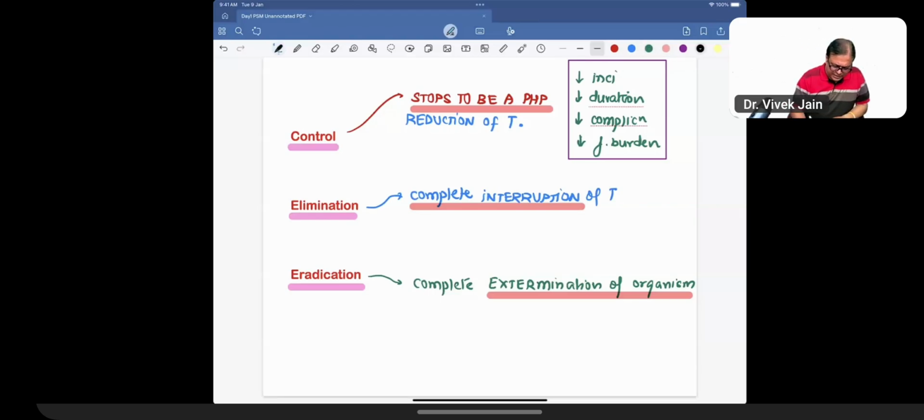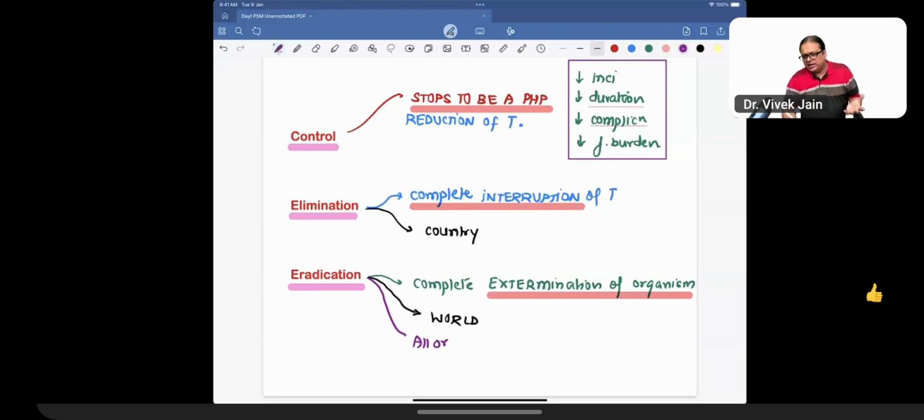Also, technically, elimination is for a country, even state or district or region, but eradication you can only use for world. So we cannot say India has eradicated something. India can eliminate, world can eradicate. Which of them show all or none phenomena is shown by eradication. Either it will occur or not. You cannot say we have 96% eradicated polio. Either you have eradicated today or not.